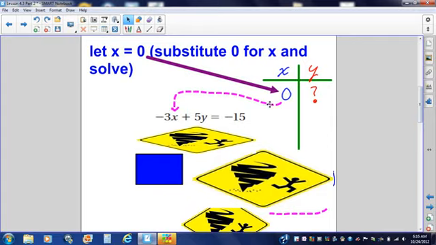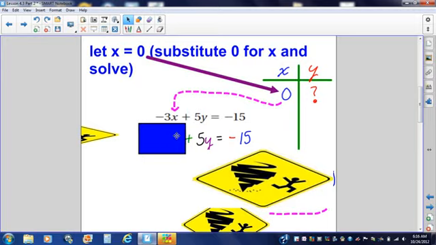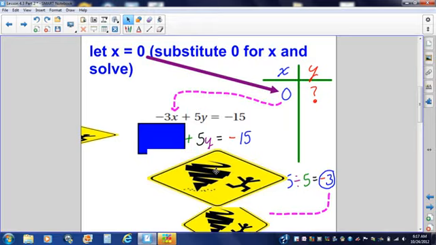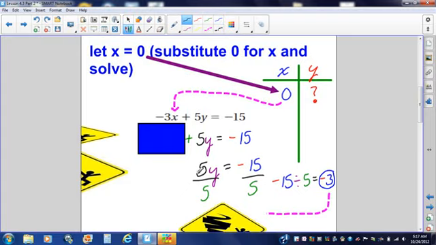So if I put in 0 for x, they're touching each other. That means I have negative 3 times 0. Well, that's going to give me 0, so I'm going to cover it up. So now I'm left with 5y equals negative 15. I'm going to solve that equation, which means I am going to divide both sides of the equation by 5. When I do that, bada bing, bada boom, these will cancel. I have negative 15 divided by 5. Negative 15 divided by 5 is negative 3.